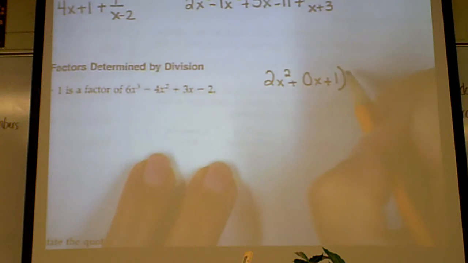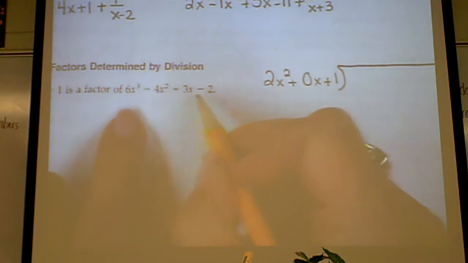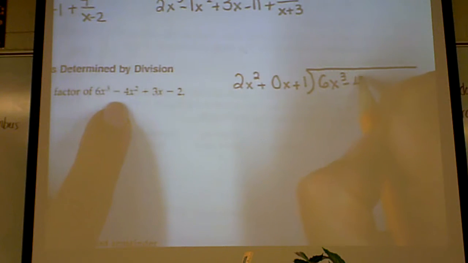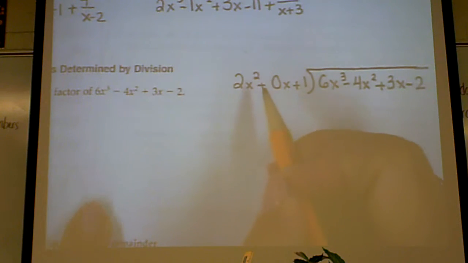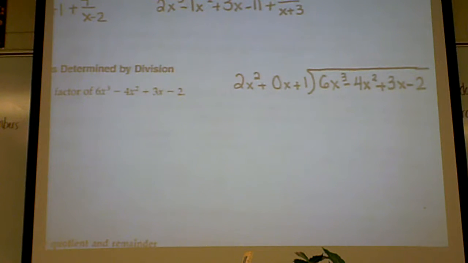What did I do to this divisor? You added over. Wrote it correctly, we're with a 0 in place. Now, your dividend, how will I write this? 6x cubed minus 4x squared. This is your divisor, this is your dividend. If any term is missing, it will help you big time to put a 0 there.